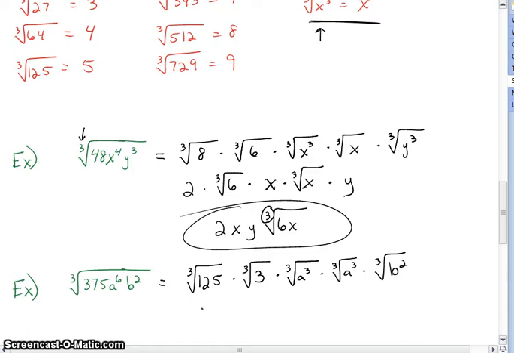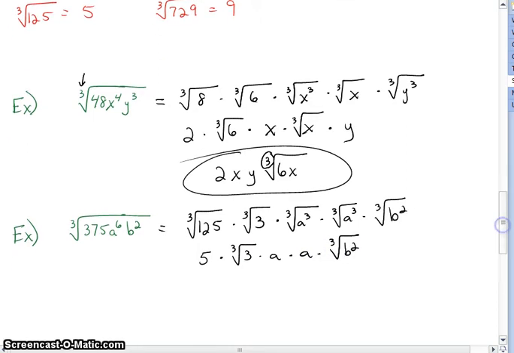So I've got the cube root of 125, that's 5. Cube root of 3 times a times the cube root of b squared. Not enough to take the cube root of it, so it just stays. So I've got 5a squared cube root of 3b squared. And that's my final answer.